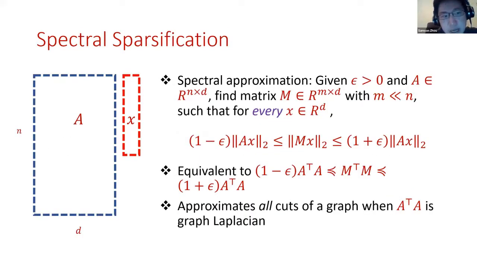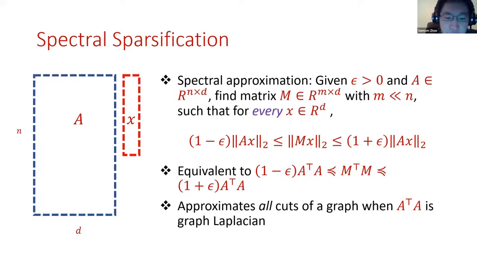To discuss our actual algorithms, let's first have a problem in mind, so we have a working example. The problem we'll talk about is spectral sparsification. We're given an accuracy parameter epsilon and an input matrix A with dimensions n by d. The goal is to find a matrix M with dimensions little m by d, where little m is much smaller than n. This matrix M has to have the property that for any input vector x, the 2 norm of Mx is roughly the 2 norm of Ax. It can be shown that this is equivalent to requiring that M transpose M is roughly spectrally equivalent to A transpose A.